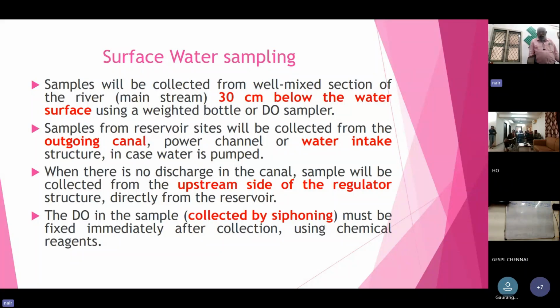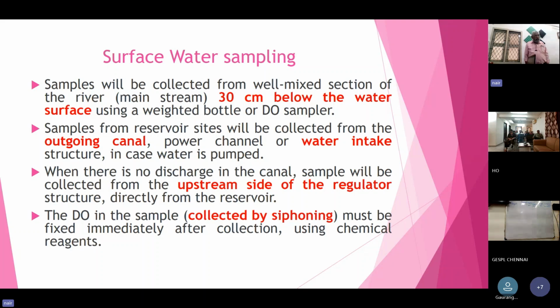Yes, sir. Okay. Then come to the surface water samples. Now, water sample means there are many types of water samples. Let us see the surface water sample. A lot of people will have confusion about where we have to collect it and what depth we have to collect it from. See, in the case of surface water sampling, samples will be collected from a well mixed section of the river.